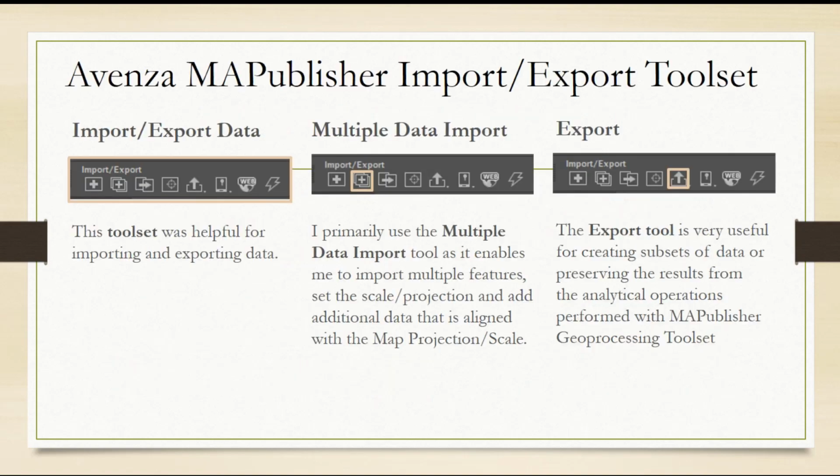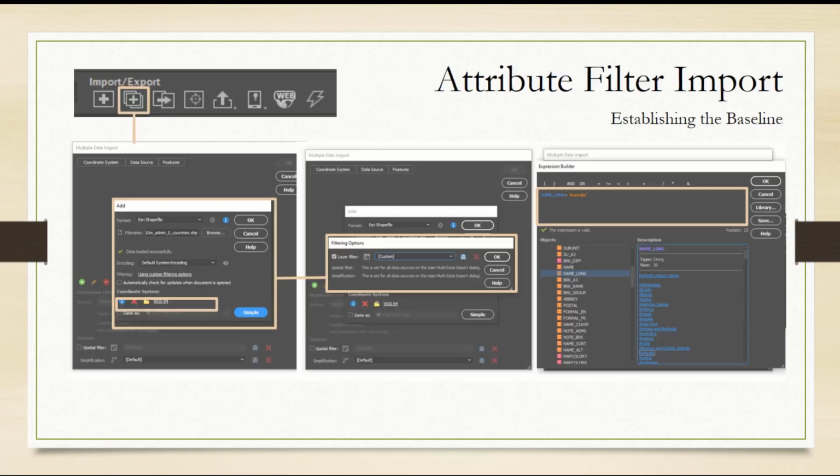I set up an artboard in Adobe Illustrator, activate the MAPublisher toolbar, and use the multiple data import tool to facilitate the import process. To establish the baseline, I import the Natural Earth Country Administrative Boundary layer. During the Add phase, I select Filtering Options and set up a query to import the boundaries for Australia.